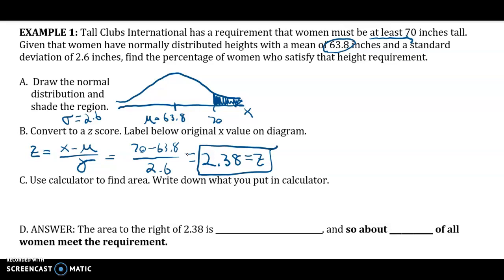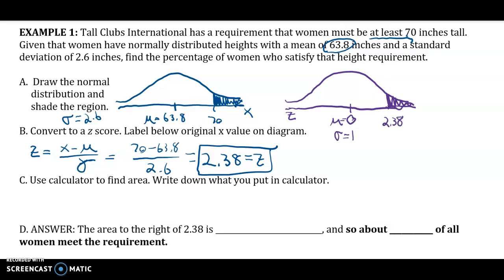Now, why don't we go ahead and see what that makes our diagram look like? I'm going to draw the same shape, shading. My center is now at 0. My standard deviation is 1 because I'm in terms of z-scores. This would be my z-axis. And this value here is 2.38.